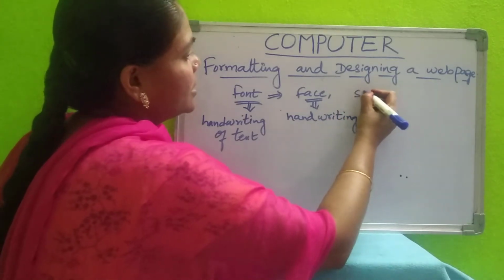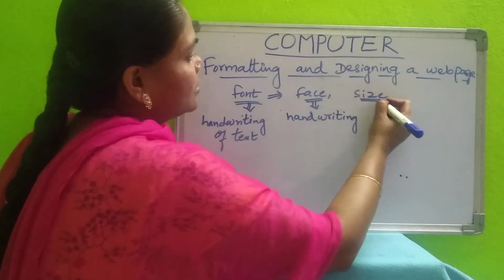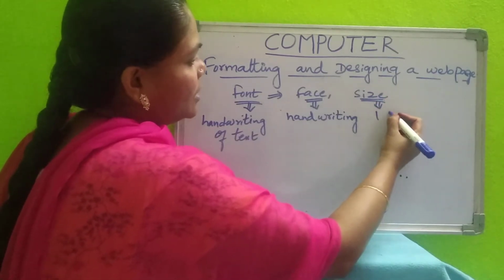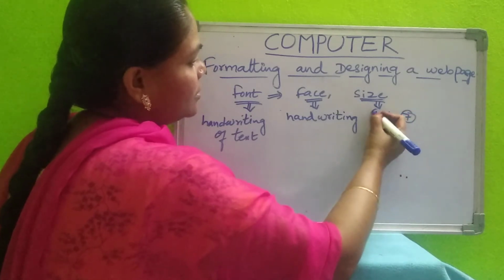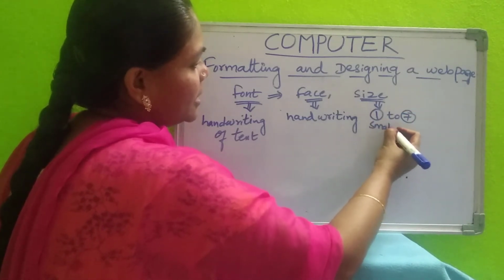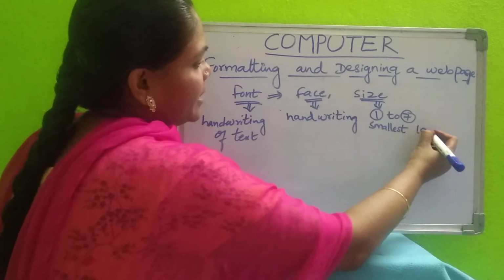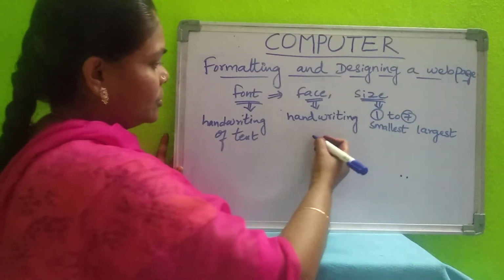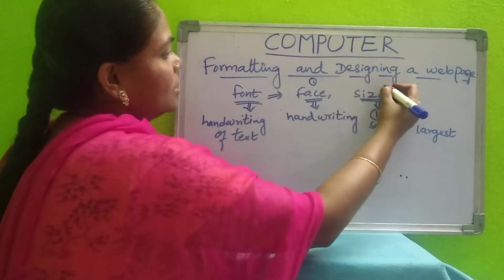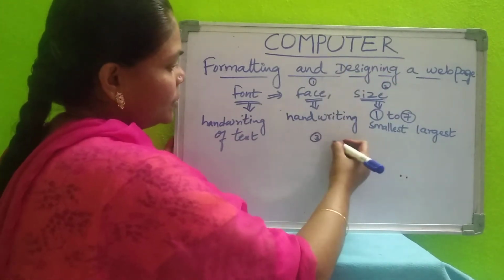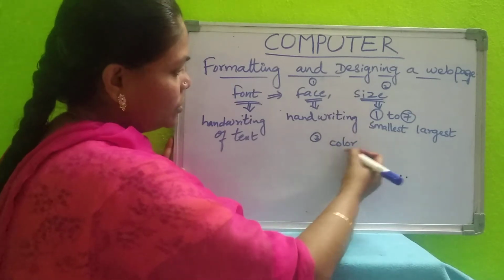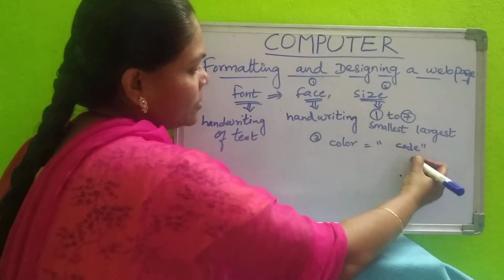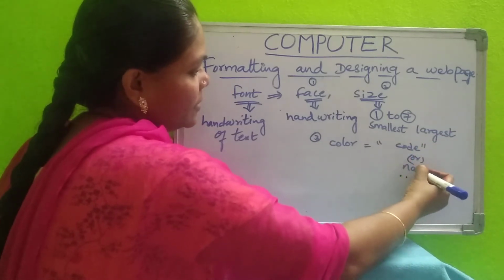Next is size. What size we want for the text, that we will write in the size attribute. That size is 1 to 7. 1 is the smallest size and 7 is the largest size. That size we will mention in double quotes. The next attribute is color. Here we can mention the code for the color or the name of the color.